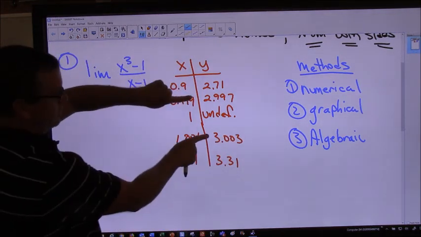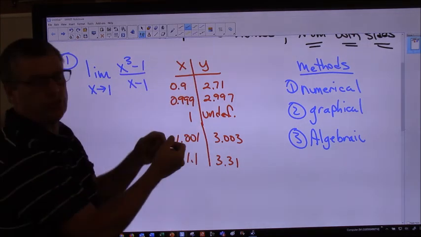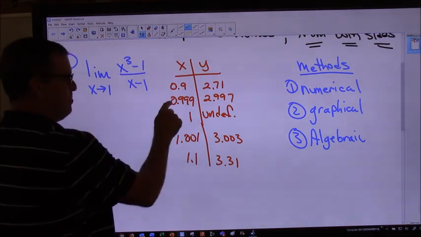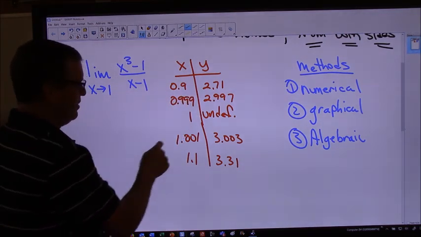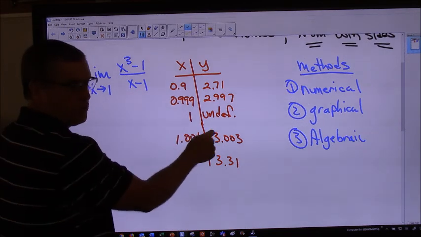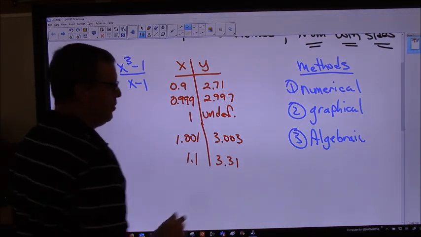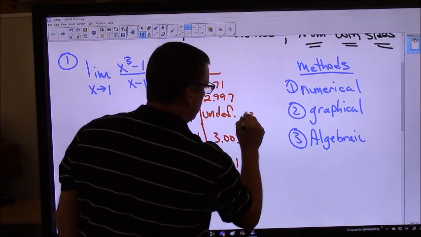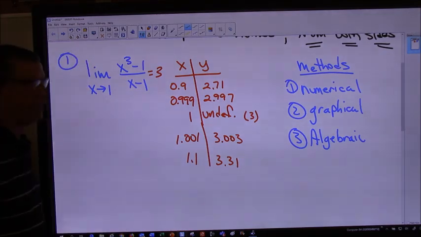So even though those aren't equal to each other, they appear to be getting closer and closer to the number 3. If I plugged in 0.999999999, a whole bunch of 9s, and 1.000000001, I'm going to get even closer to 3. So I'm saying that that right there is my limit. This limit is equal to 3.